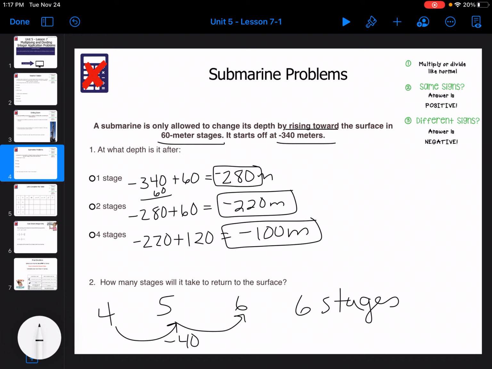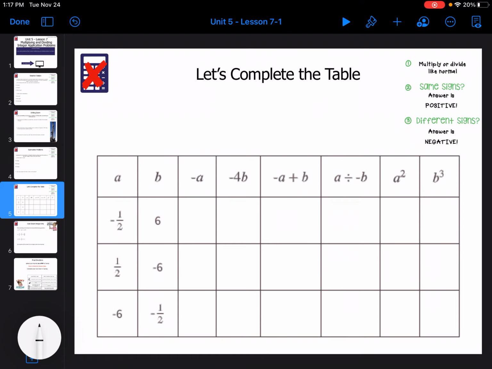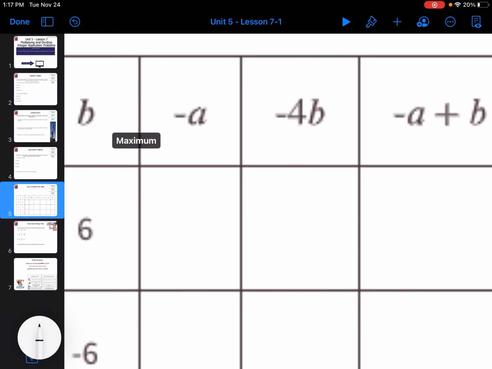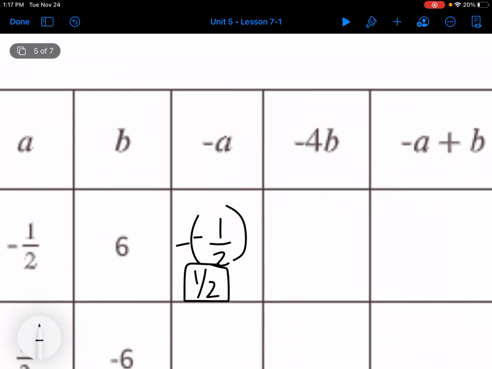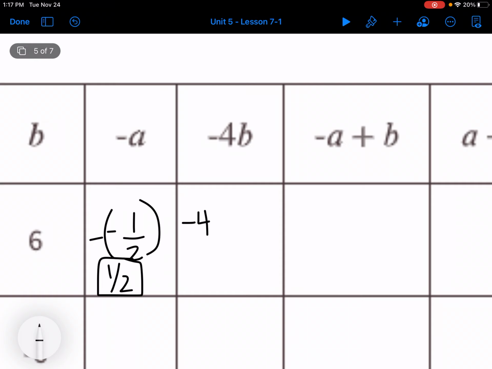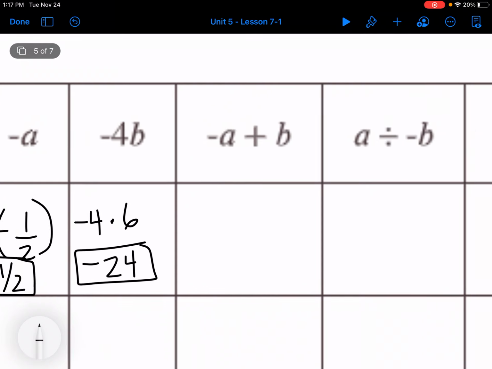Okay. So now they want us to complete the table using what we know. So if I have a negative a, so I have a negative 1/2. So negative 1/2. So a negative and a negative make a positive. So I have a positive 1/2. So a negative 4b. So that's negative 4 times 6. So that'd be a negative 24. Because when the signs are different, the answer is negative.